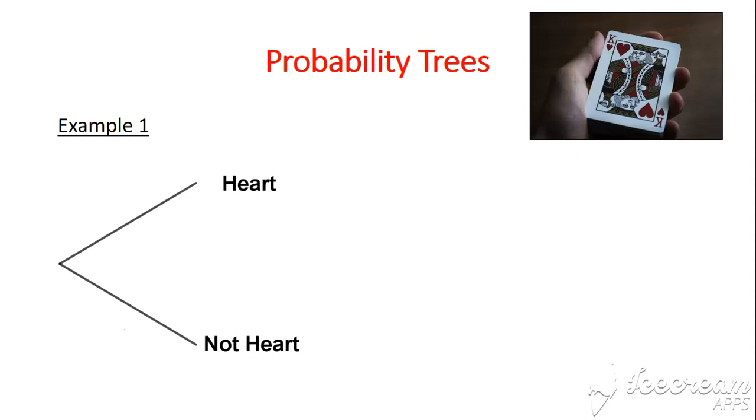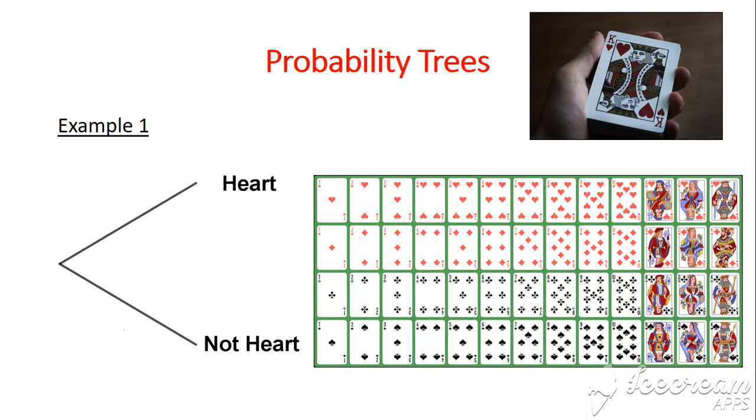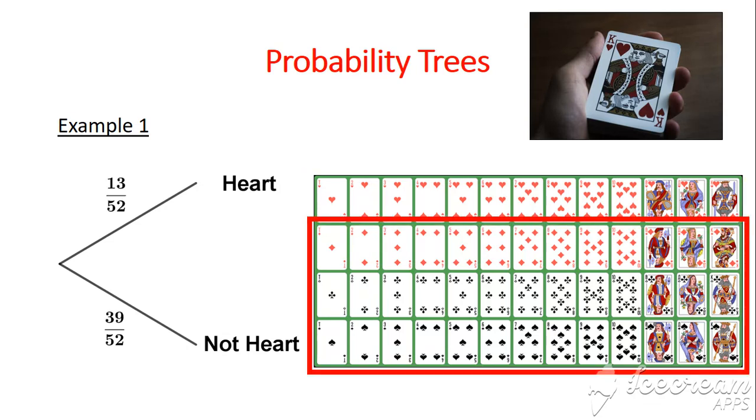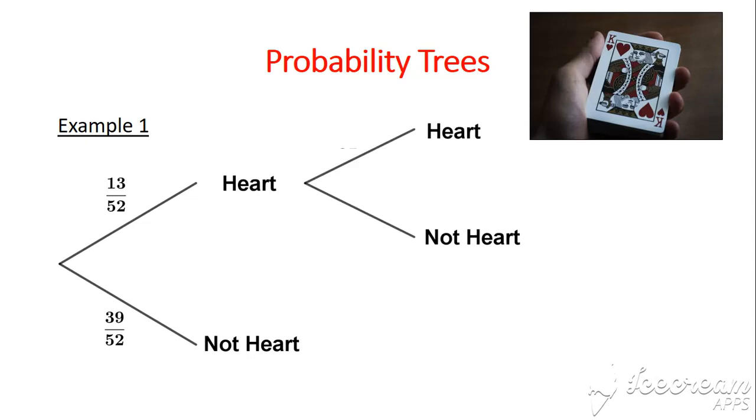The first card could either be a heart or not a heart. If you know much about cards, there are 13 hearts out of 52, and there are 39 cards that are not hearts out of 52. Now if the first card was a heart, the second card could be a heart or not a heart. Because the first card was a heart, there's only going to be 12 hearts left for the second card out of 51. And if the first card was a heart, then we still have 39 out of 51 cards for the second card that could be not a heart.